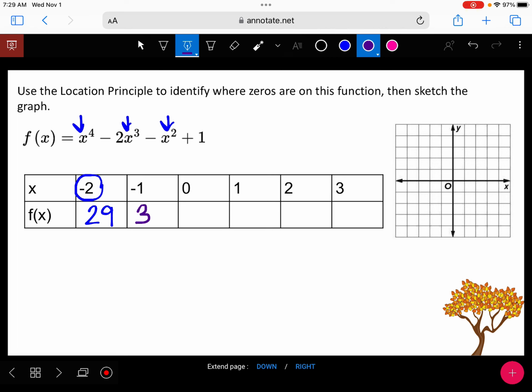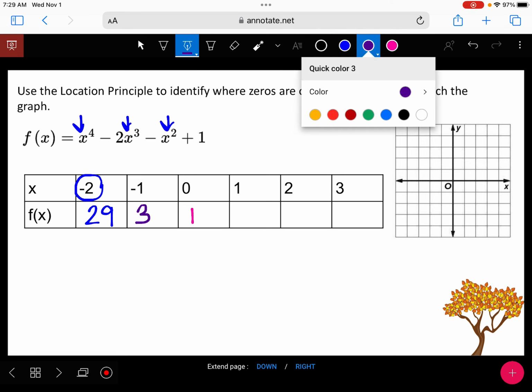You can absolutely type in the 0 into the calculator, or we can notice that 0 to the 4th is going to be 0. 2 times 0 cubed will be 0. X squared will be 0. And the only thing that's not 0 is this plus 1. So that one's going to be 1. And then we're going to keep on chugging down the table.